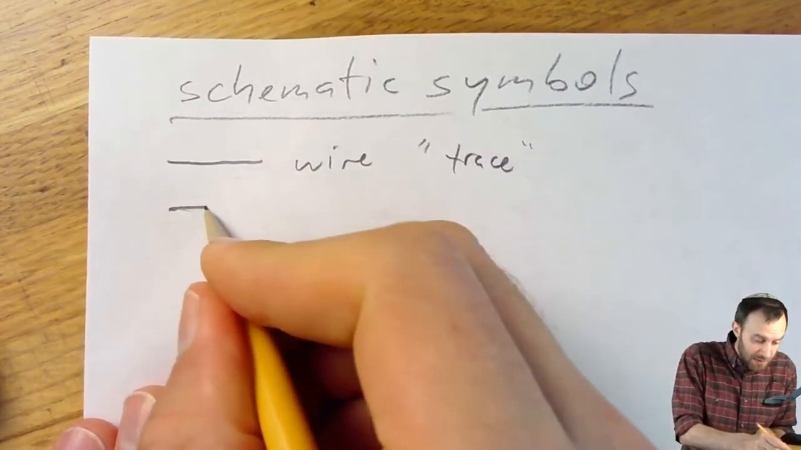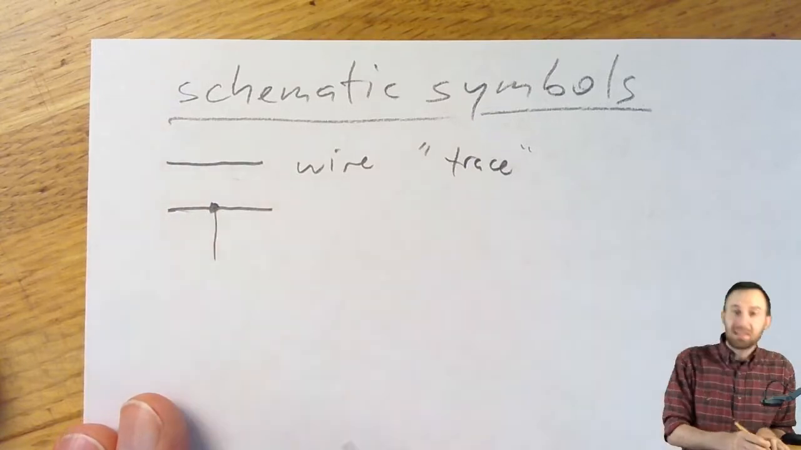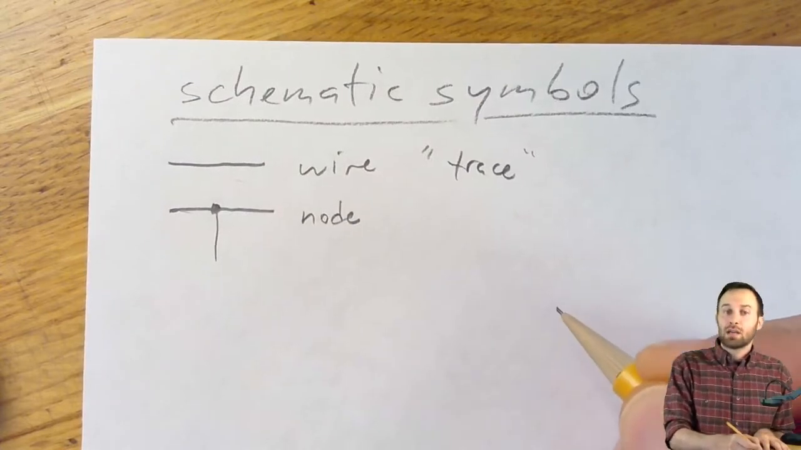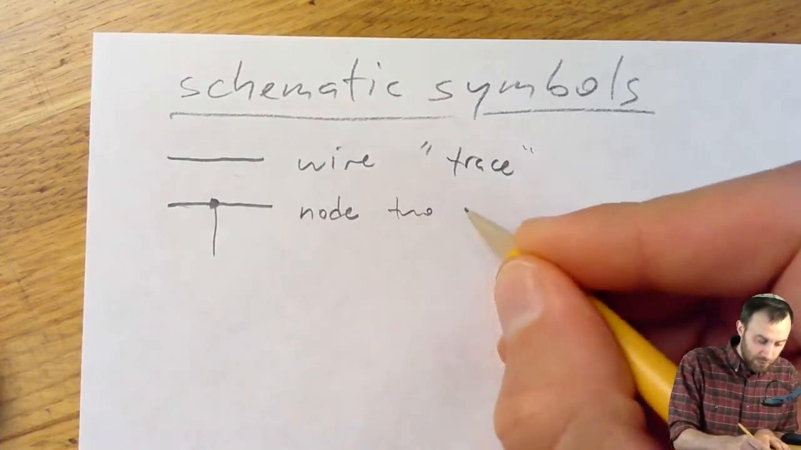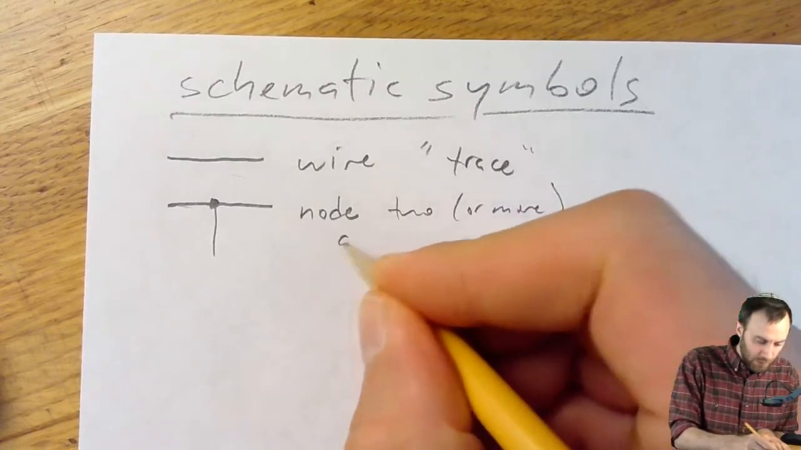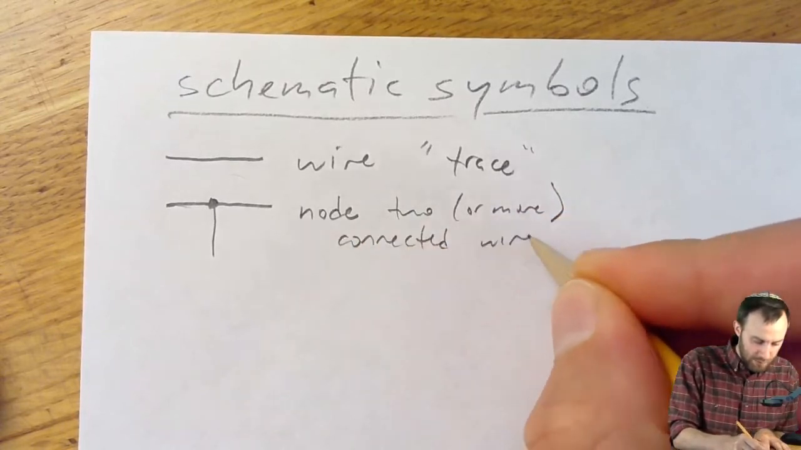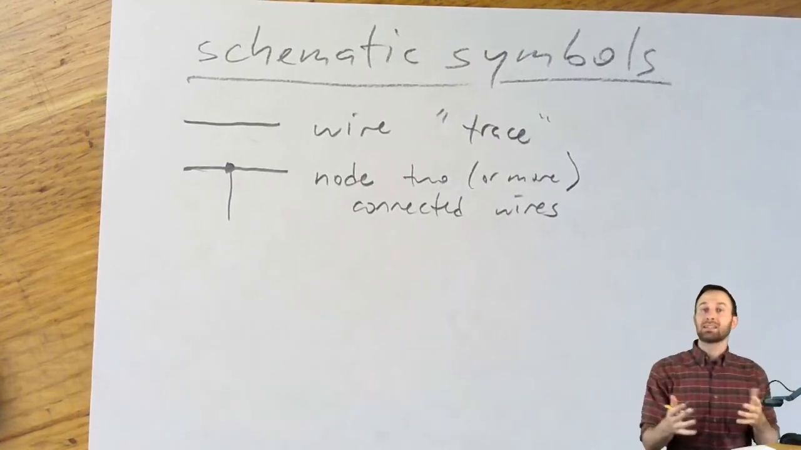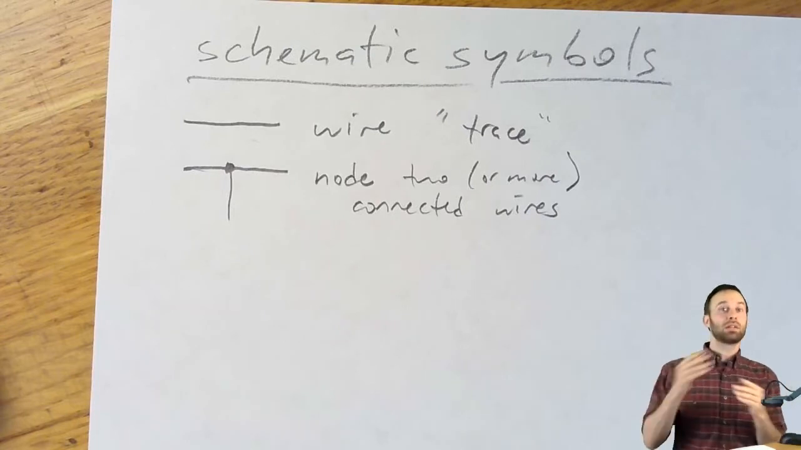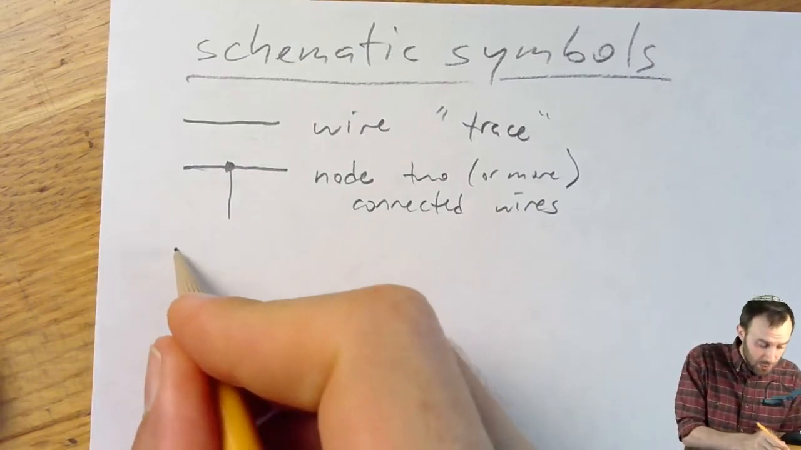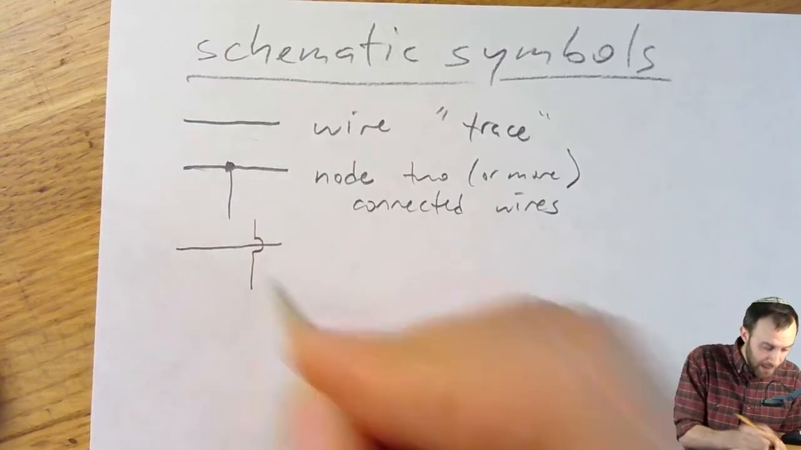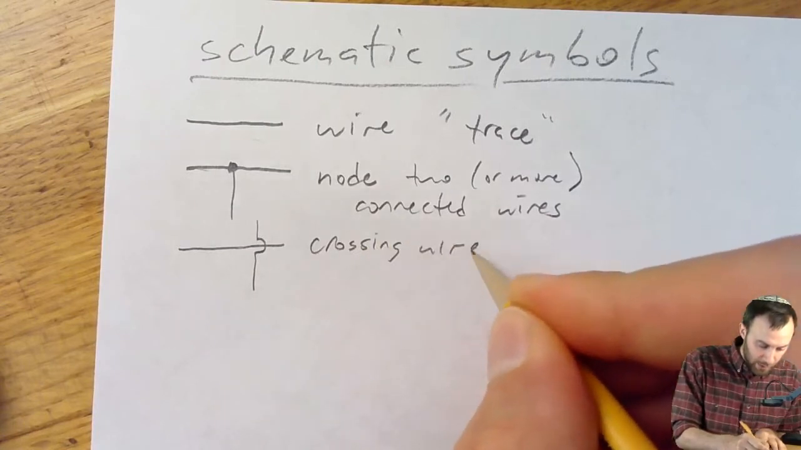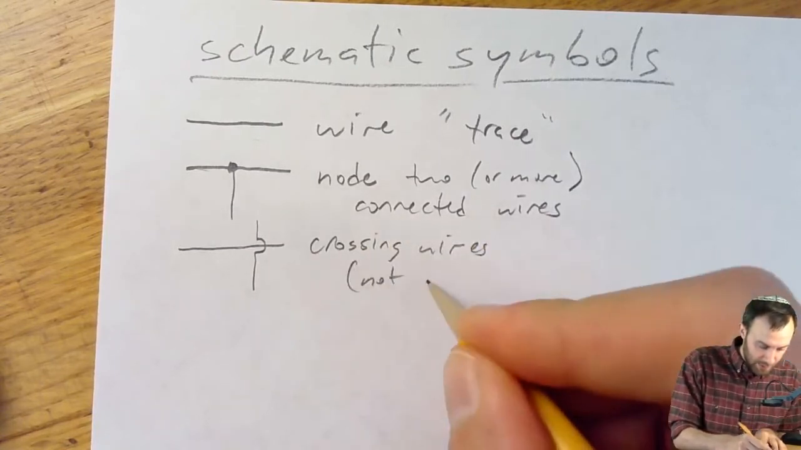Sometimes you'll have two wires connected to each other. There are different ways to represent this, but the system that I like draws a dot at the place they connect, and that dot is called a node. A node, N-O-D-E, is two or more connected wires. Sometimes you have wires in your schematic that might need to cross paths, but you want to indicate very clearly, no, they're not connected. They are merely crossing paths without being connected. So if I draw one wire over here and then I draw another one like that, those are crossing wires, not connected.